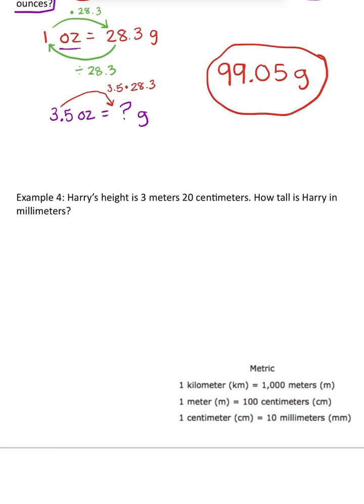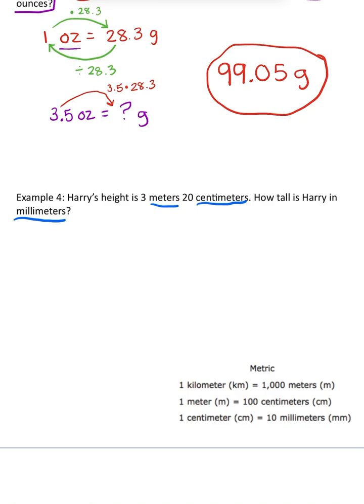All right, last question. Harry's height is 3 meters 20 centimeters. How tall is Harry in millimeters? So in this one, I have 2 numbers, so it's a little bit different from all the other ones. But also, I have 3 different words. I have meters, I have centimeters, and millimeters. So Harry is 3 meters 20 centimeters. We want to know how tall Harry is in millimeters. So I need to change this into millimeters and this into millimeters. So I'm going to have 2 separate problems here.